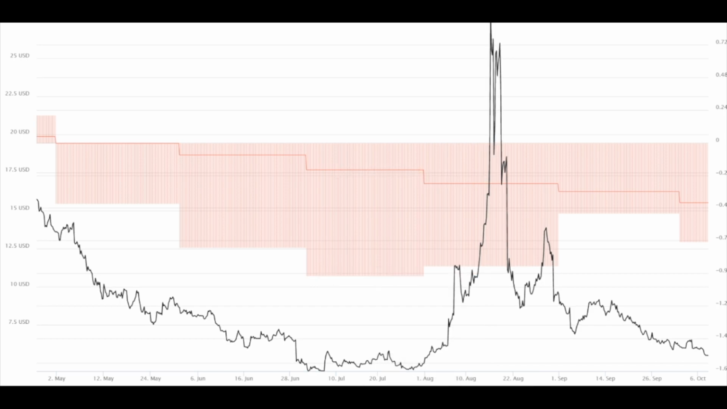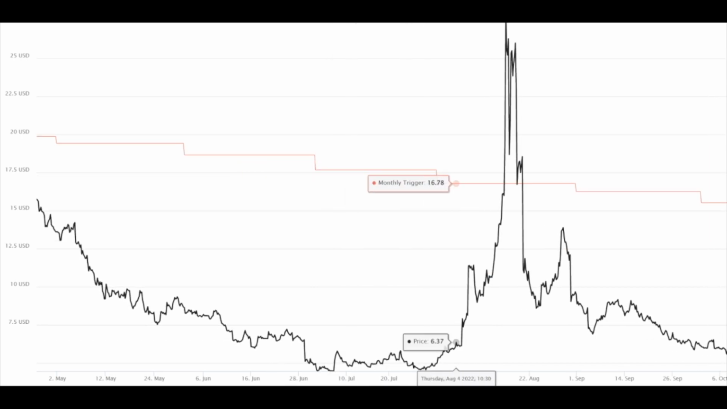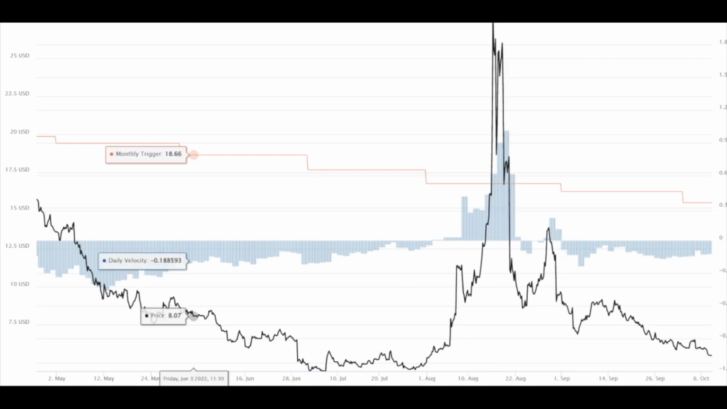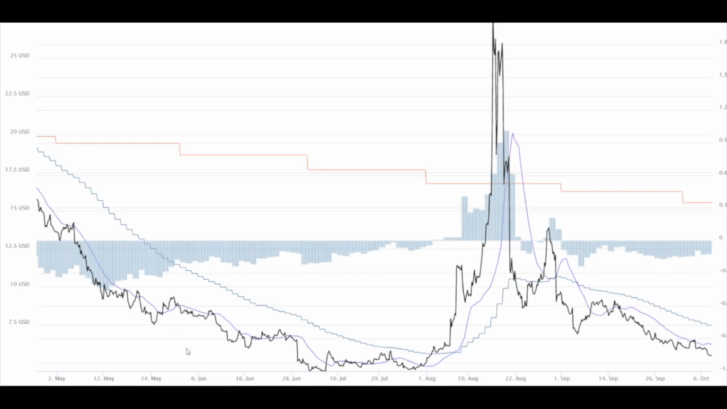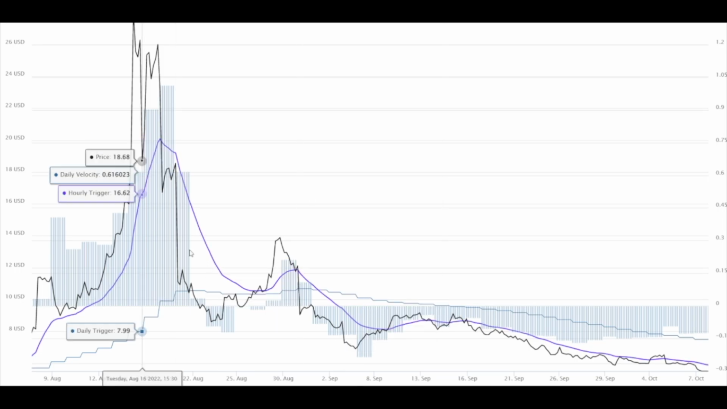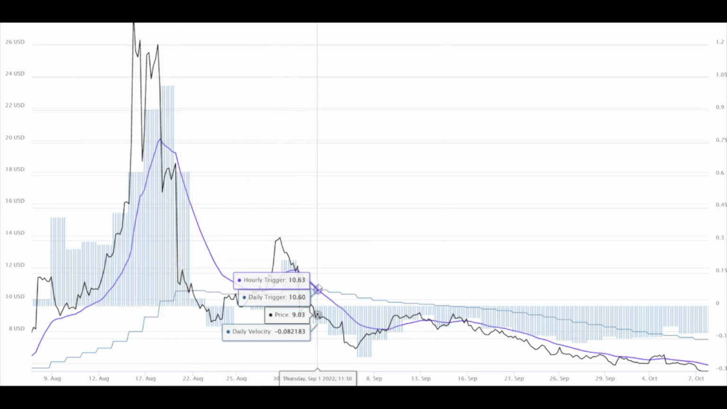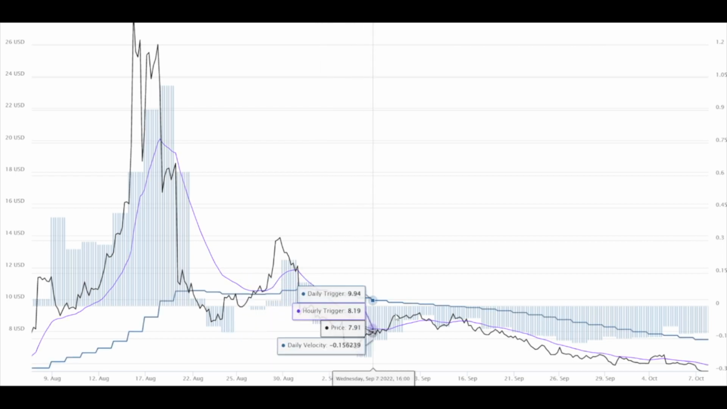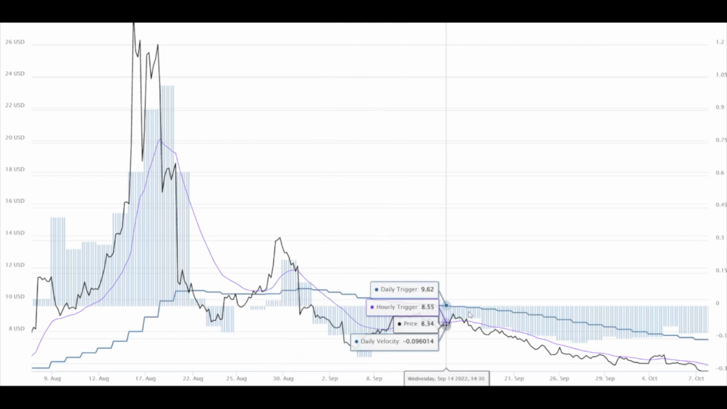Now that you understand that part, let's look at the daily velocity and bring back the daily trigger and the hourly trigger and try to see what's happening right now. So if we zoom in over here, you can see that here's where the sell program turned on. So the hourly trigger crossed below the daily trigger, and you could recognize the sell program. It's just grueling selling, all right?